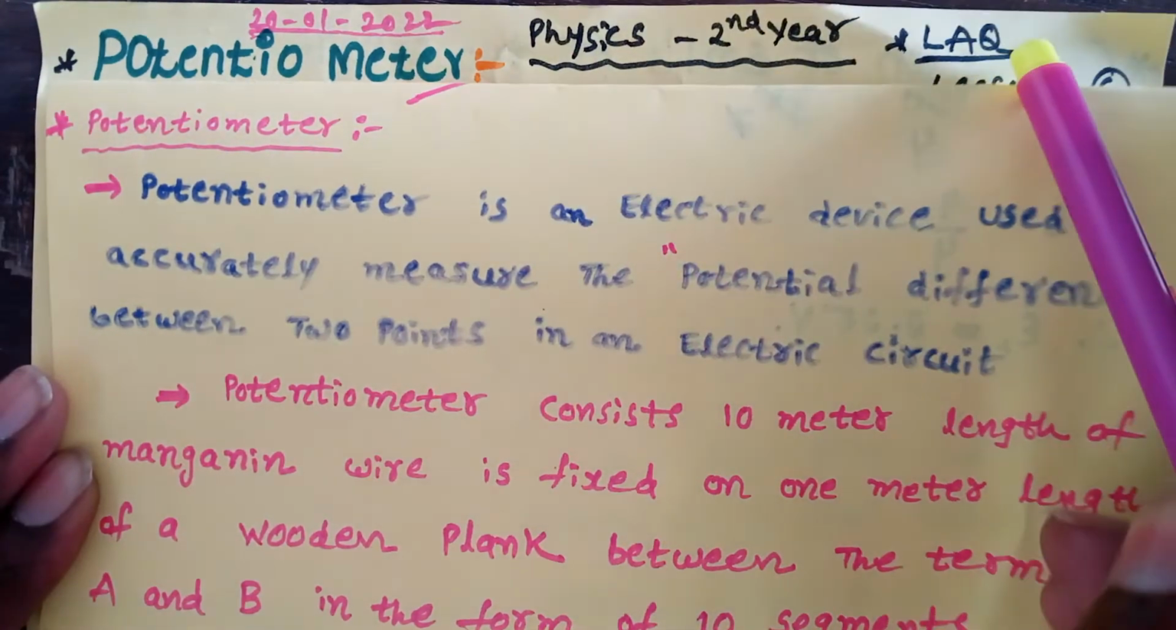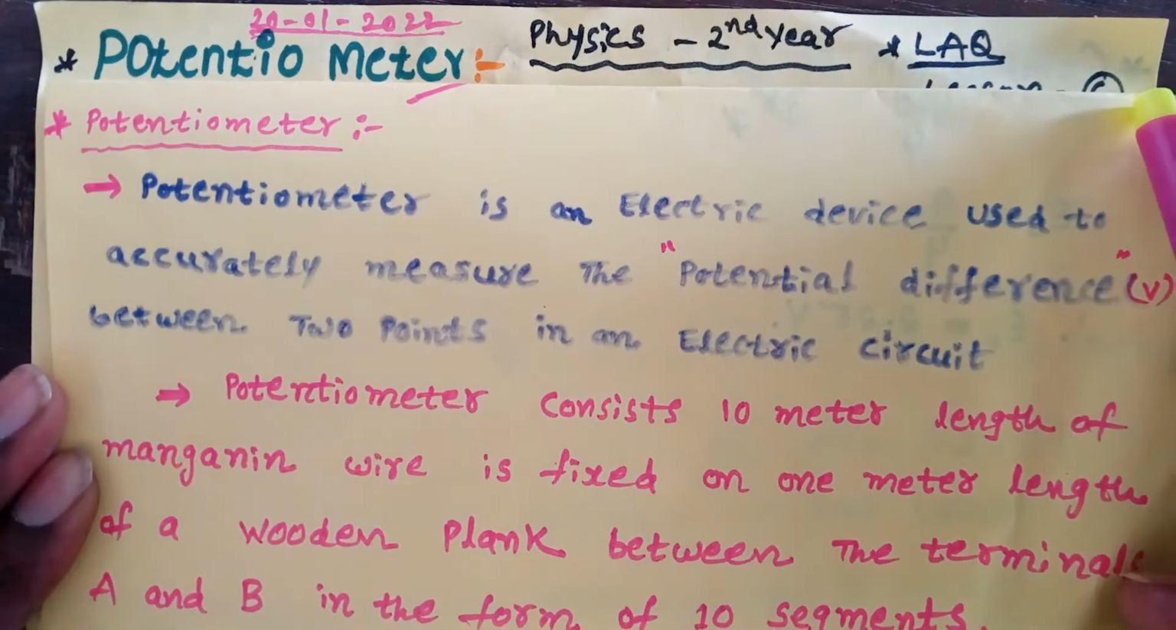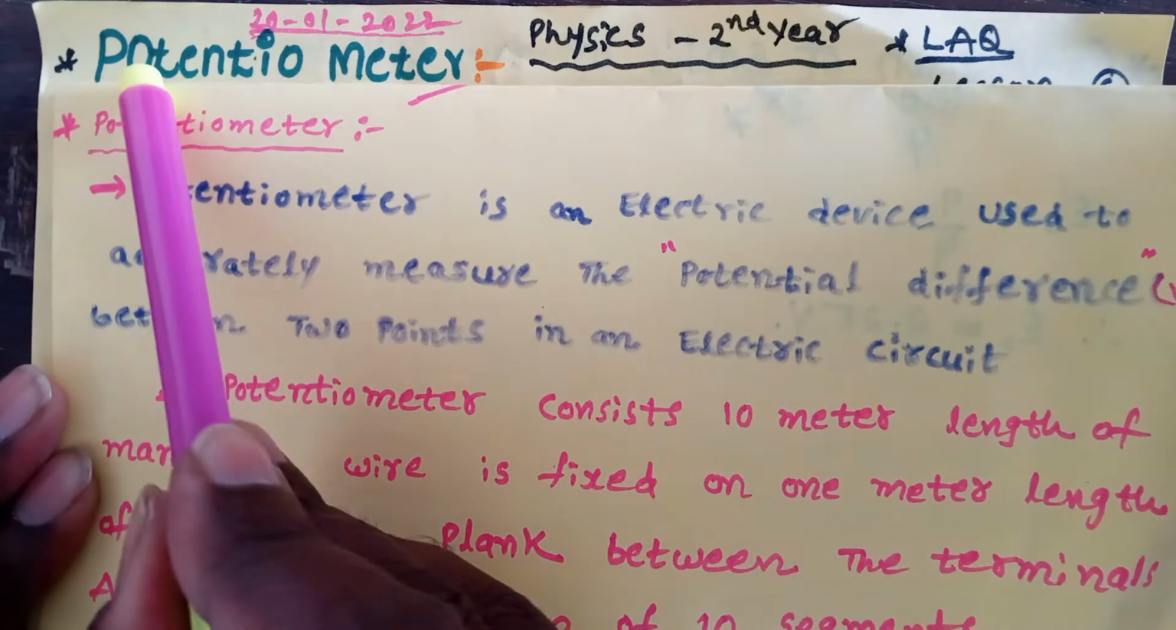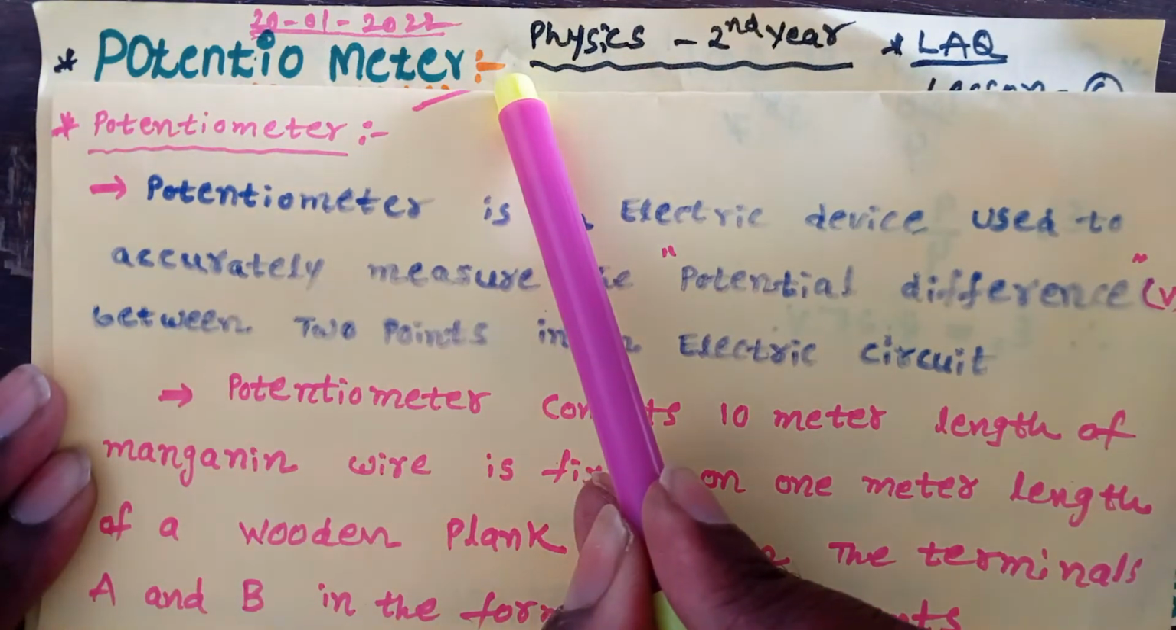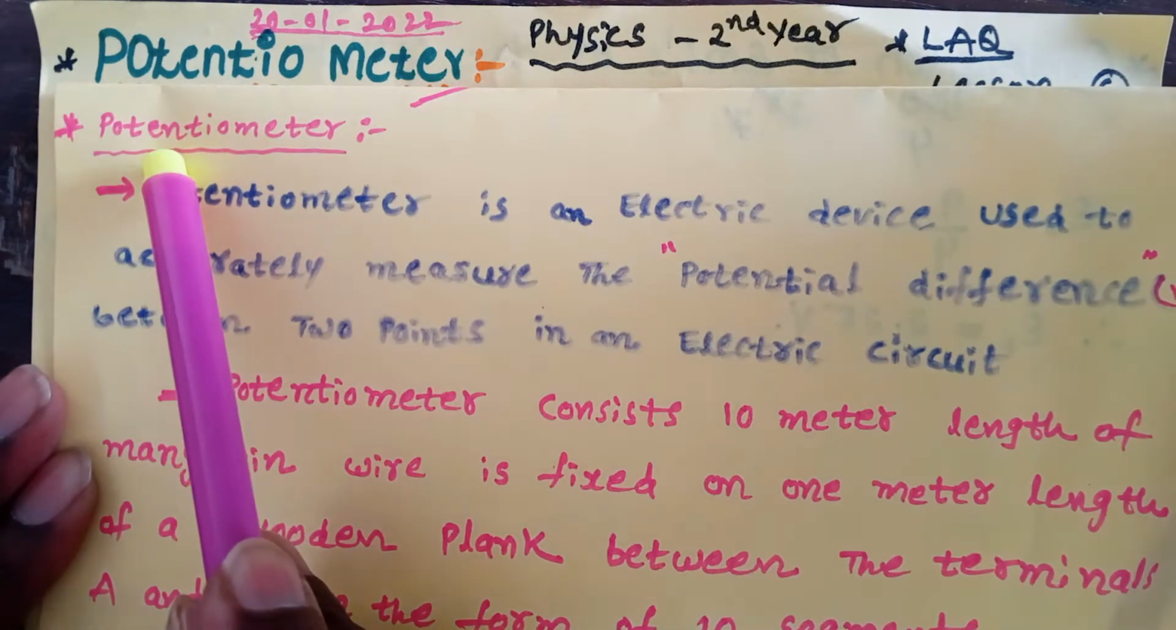Physics second year, long answer question, lesson number 6 beta, current electricity. Topic name is potentiometer. Very important question.